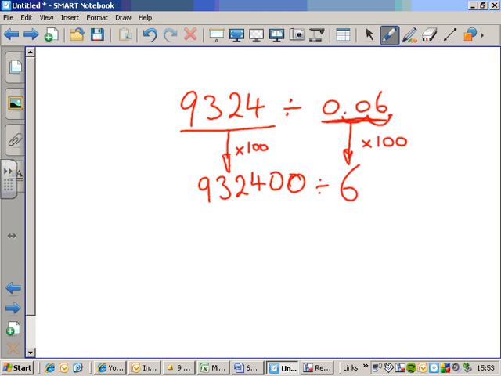So we're now going to divide 932,400 by 6. Much easier than it sounds. 9, 3, 2, 4, 1 bit at a time. How do you eat an elephant? 1 mouth at a time.